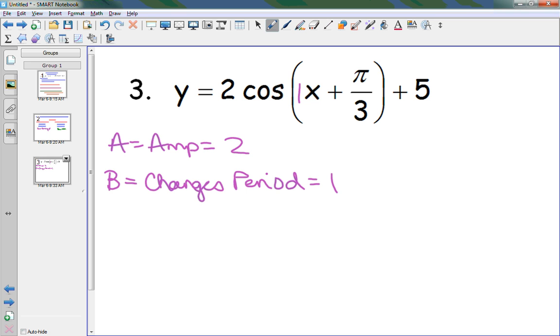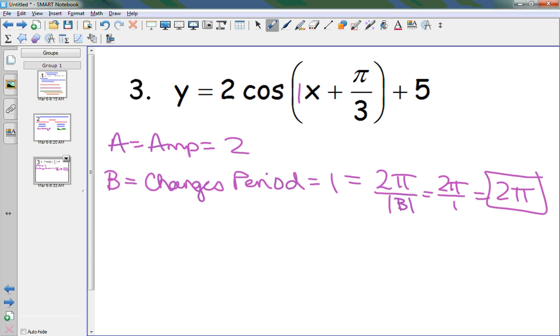Because what does that mean? Has my period changed then? No. So my period is still going to be what value? It's going to be my 2 pi divided by absolute value of b, which is going to be 2 pi divided by 1, which is just still going to be 2 pi. Which is a very helpful thing to understand, because that means that my entire graph is 1 revolution around the circle. I'm not changing my period.